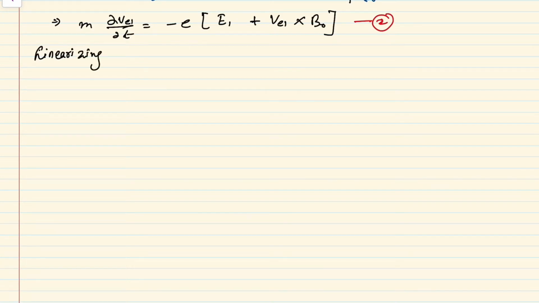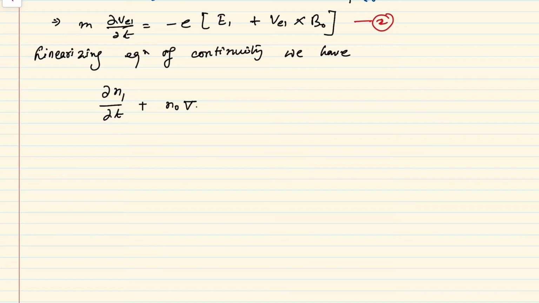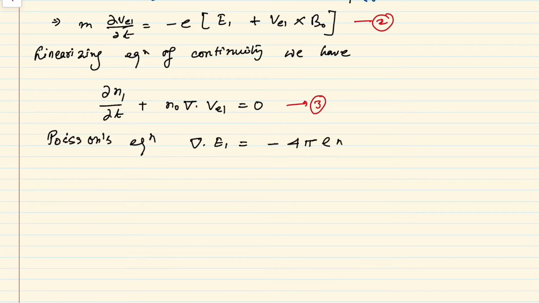So linearizing the equation of continuity, we have ∂n1/∂t + n0 ∇·ve1 = 0. That's equation number 3. Now Poisson's equation, applying the same method, here we can have ∇·E1 = -4π e n1. So this is equation number 4.